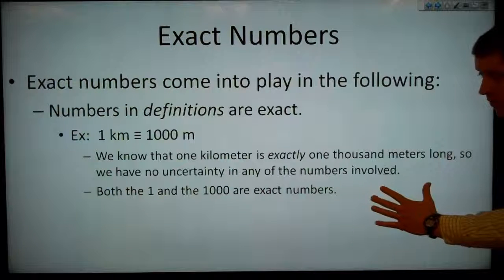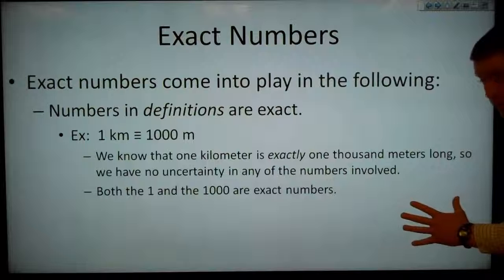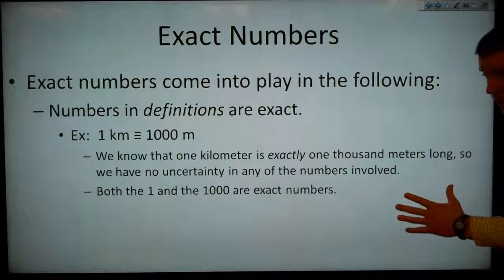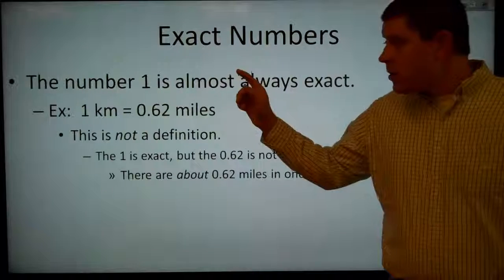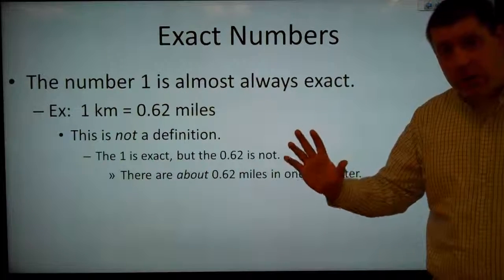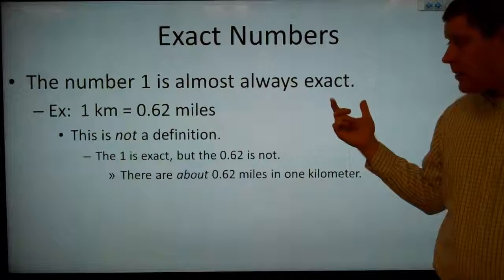So we know that 1 kilometer is exactly 1,000 meters long. We have no uncertainty about any of our numbers involved, and both our 1 and our 1,000 are exact numbers.